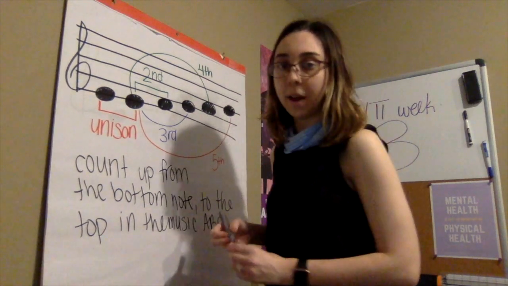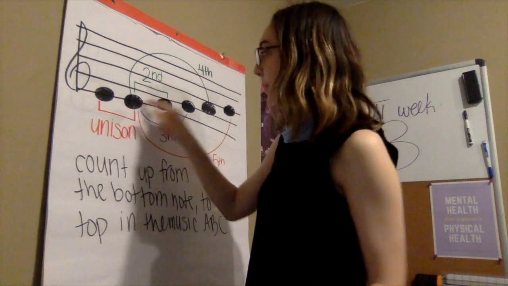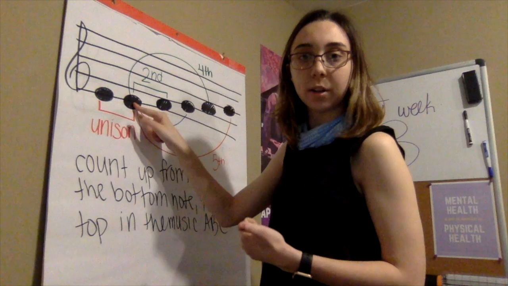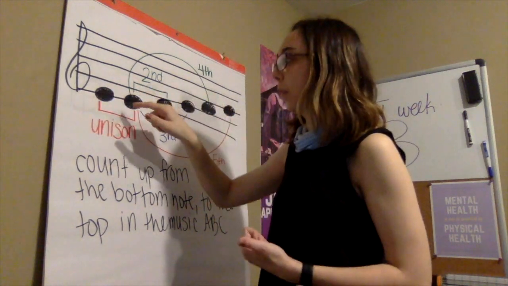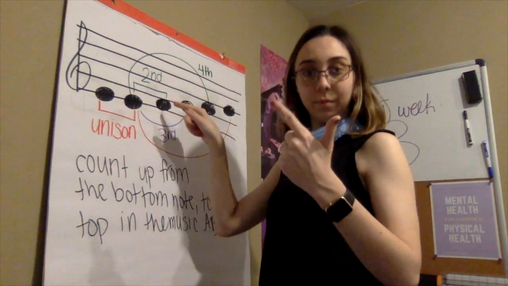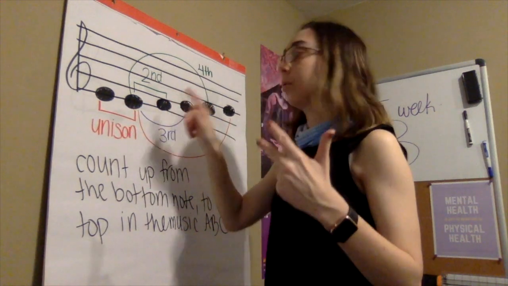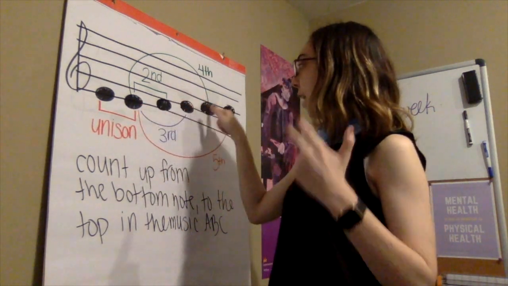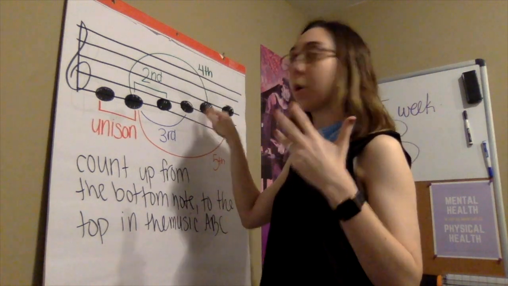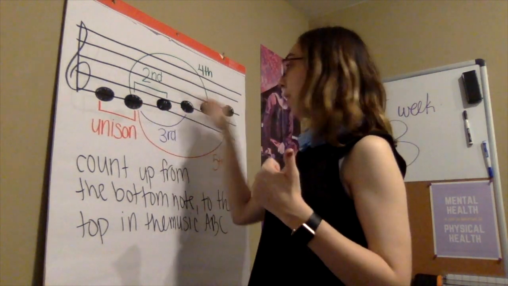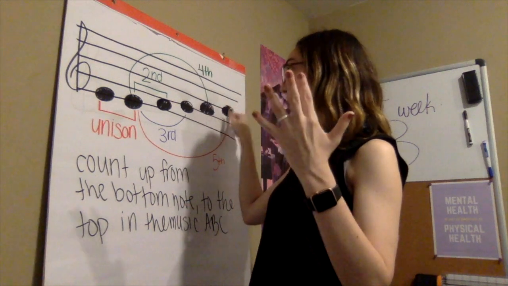So, how we figured all these out. E to E, we don't change letters, we don't change lines, that's unison. E to F, counted 2. E, F, G, that would be a third. E, F, G, A, that gives us 4, that's a fourth. E to B then, E, F, G, A, B.